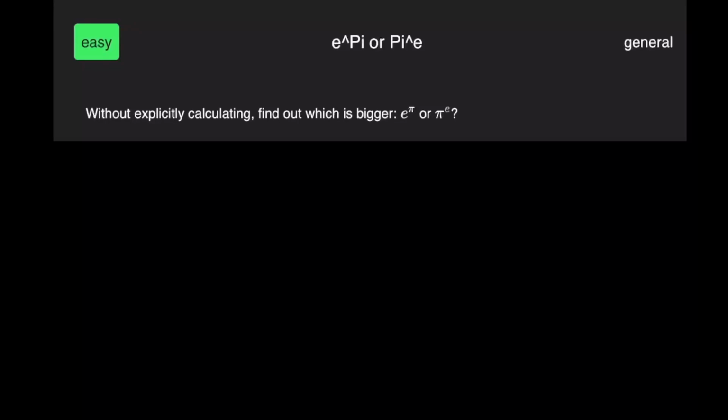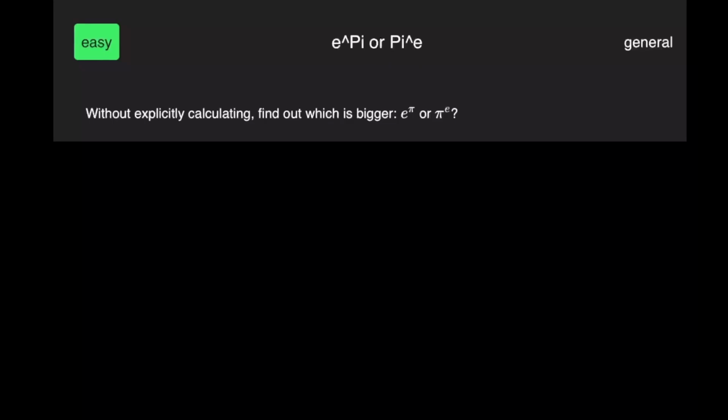Today we're doing another Brainstellar Quant puzzle. This one is called e to the power pi or pi to the power e. Basically, we have to find which one is greater. Is it this or this, right? Without actually calculating the numerical values.